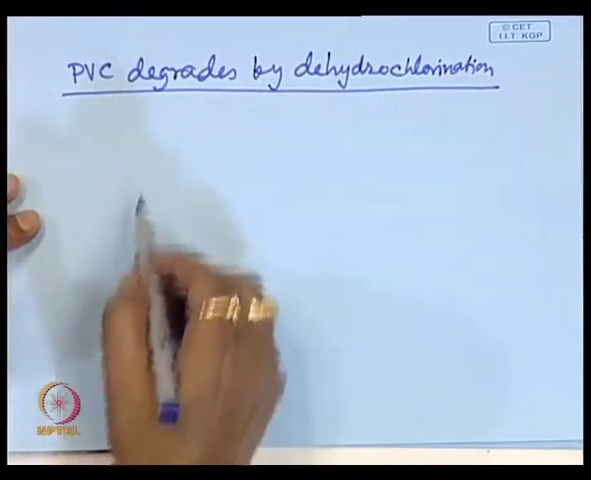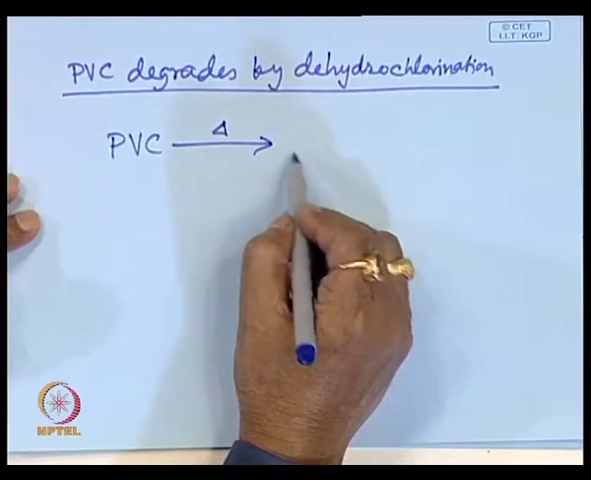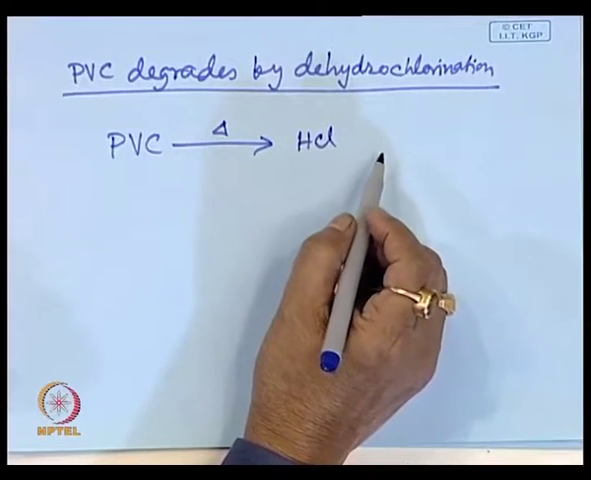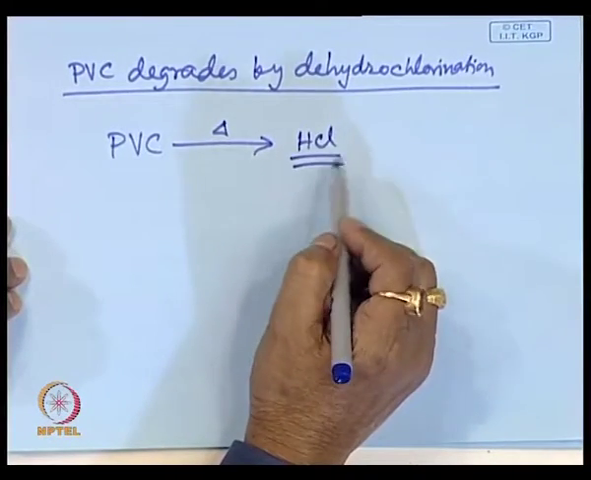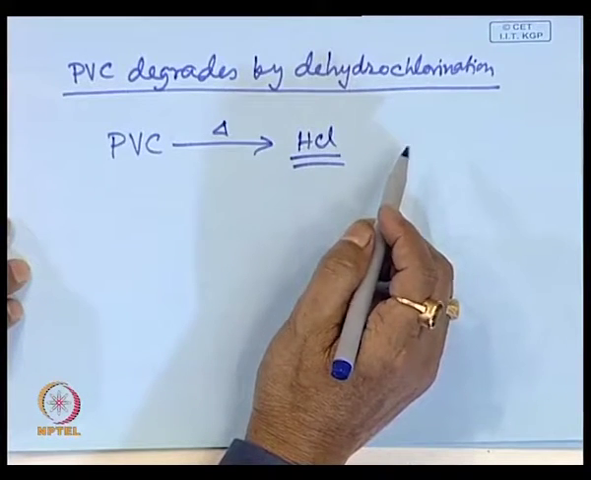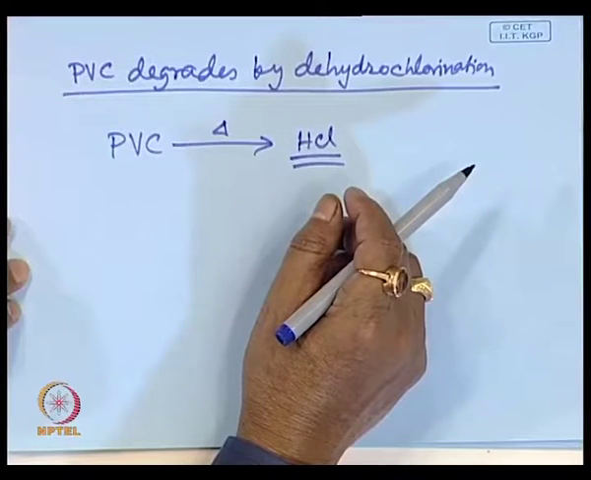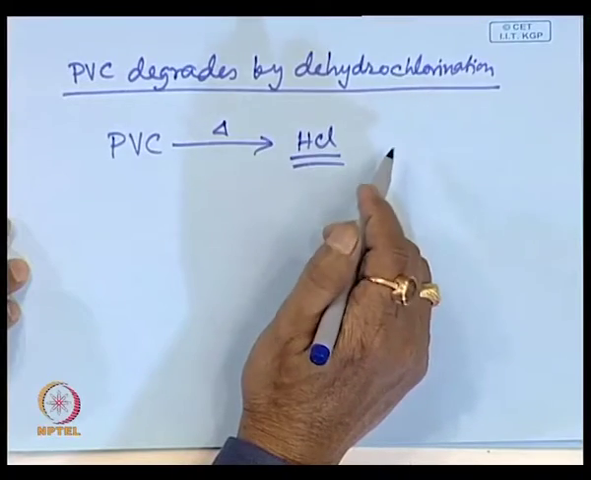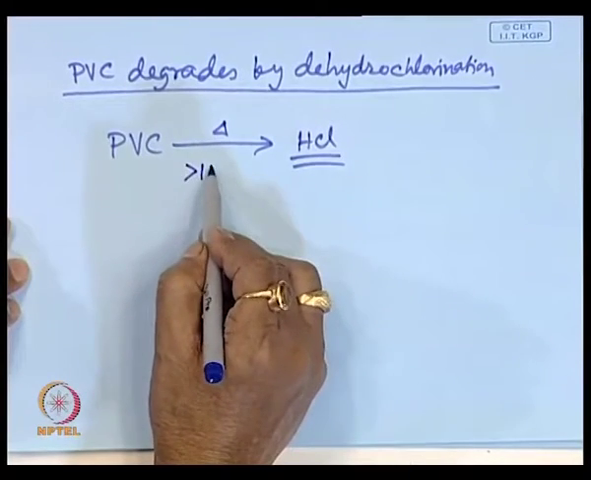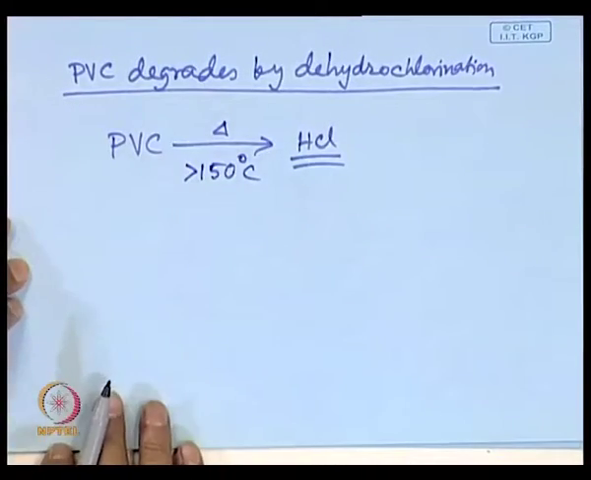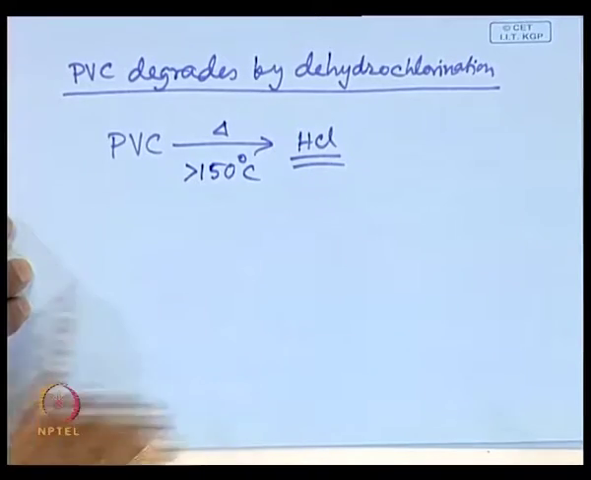That means PVC degrades by dehydrochlorination. So, PVC on heating generates hydrogen chloride vapor. This is a dangerous thing. So, PVC degrades at temperatures beyond 150, and for making a rigid PVC product one has to heat beyond 150.